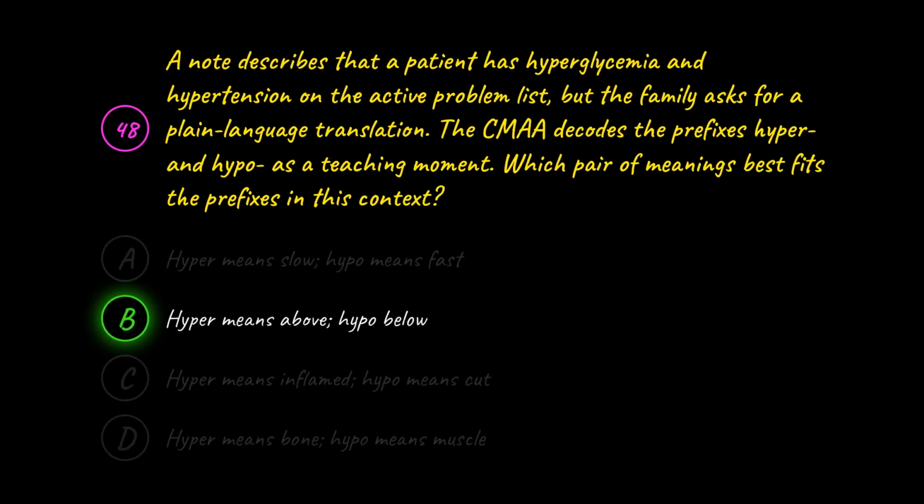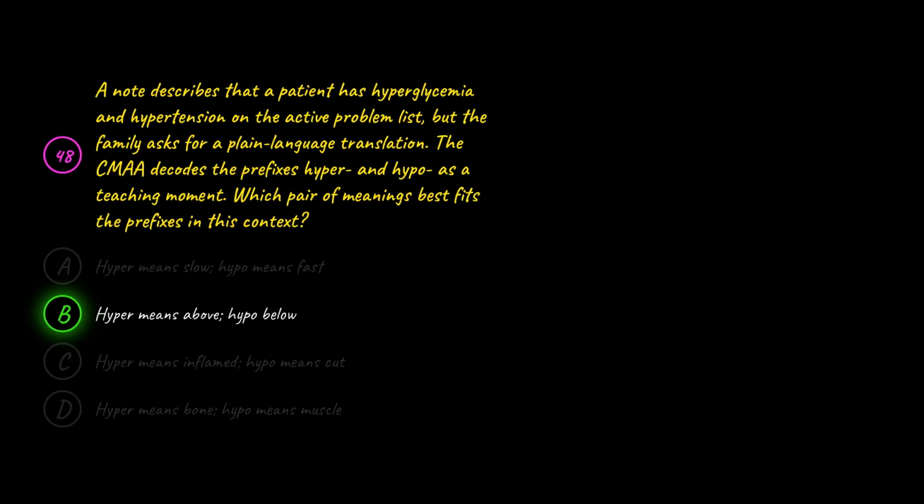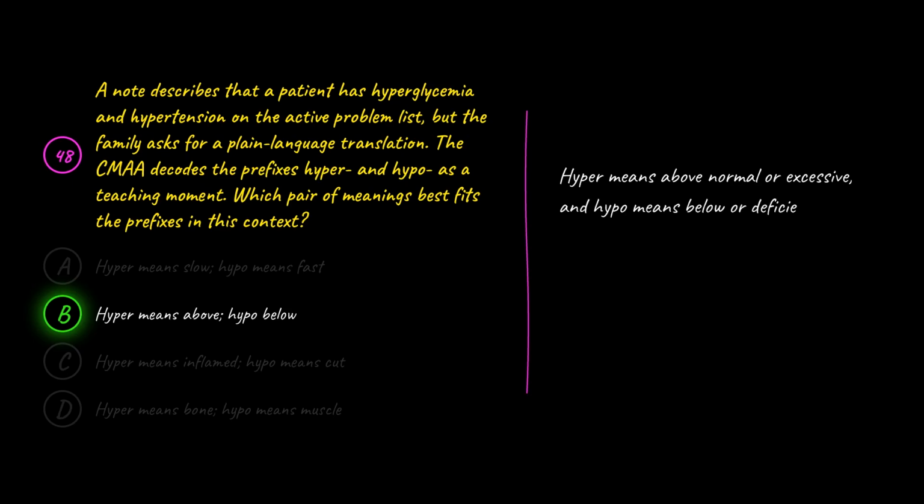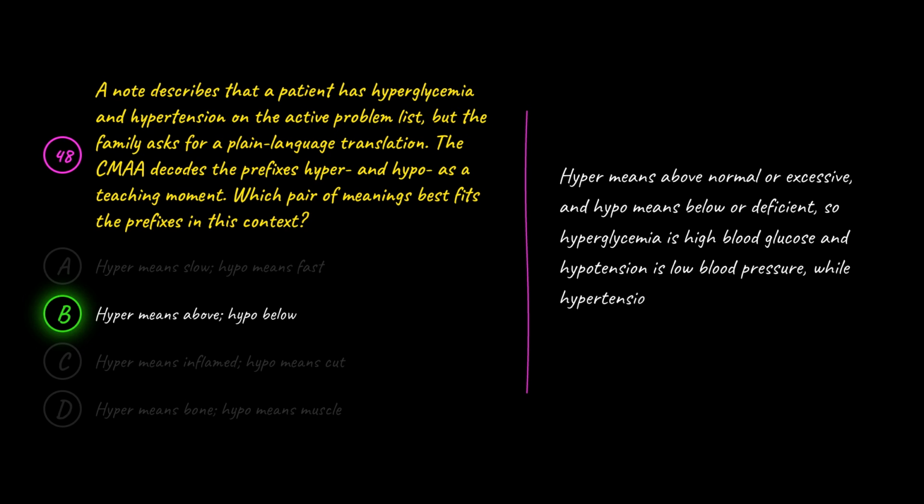The correct answer is B. Hyper means above, hypo below. B is correct because hyper means above normal or excessive, and hypo means below or deficient. So hyperglycemia is high blood glucose and hypotension is low blood pressure, while hypertension itself means high blood pressure overall.